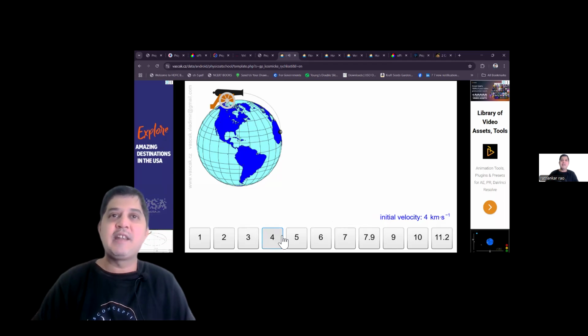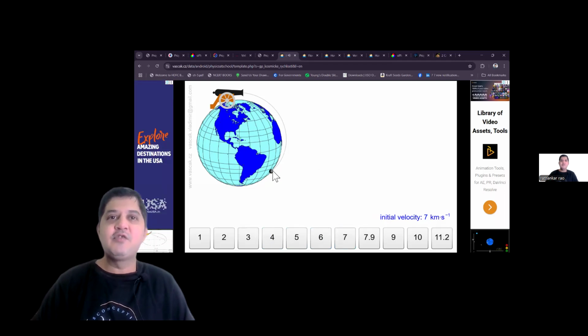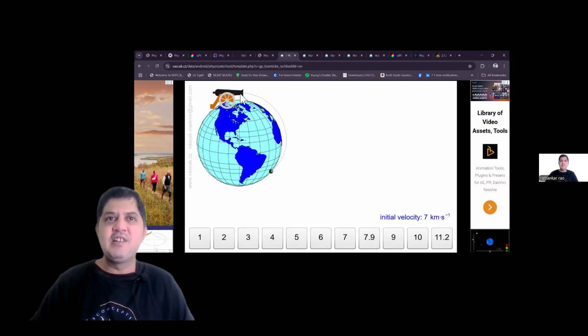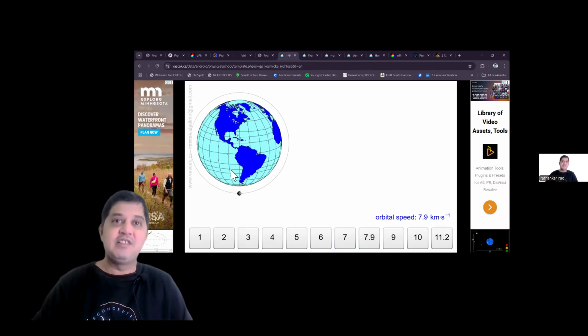At 4 kilometers per second, it falls at a much farther point. At 5, still higher. At 6, it keeps on going like this. At 7, you see, it goes and falls over here. Almost 50% of the globe, it is not touching anywhere. Now let me take the next one and put it over here, at 7.9. Now what's happening? At 7.9, it is just orbiting around. That means it never touches the Earth, right?